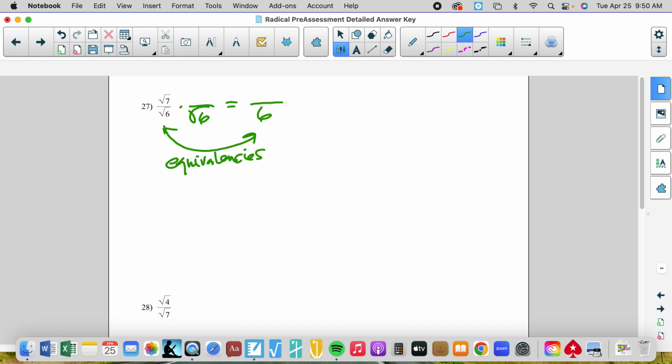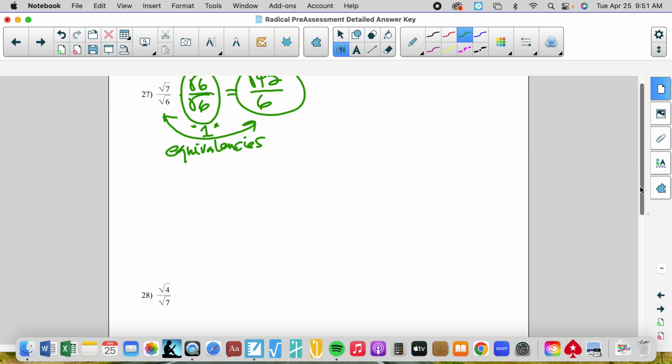So we can't just multiply it by rad 6, we have to multiply it by a value of 1. So what would the value of 1 be? Rad 6 over rad 6 is equal to 1. So we're not changing the value of this original fraction. We're just changing the facade. And that gives me rad 42, which cannot be simplified because there are no common factors in 7 and 6. So that is my correct answer.